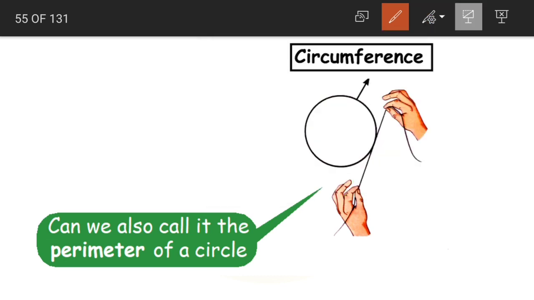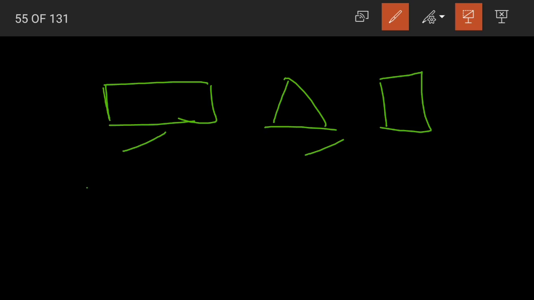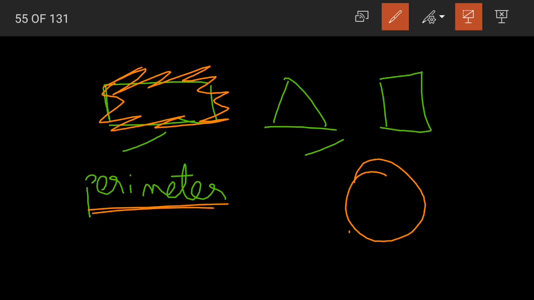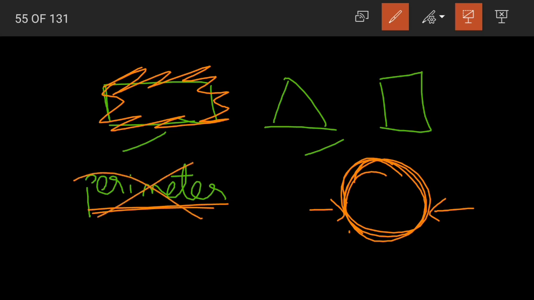For other shapes, what are the other shapes, children? Like the triangle, rectangle, square, we have learned that the length of the boundary is called the perimeter. What is a perimeter? The length of the boundary is called the perimeter. But when we are talking about a circle, the length of the boundary is not called the perimeter. It is called circumference.